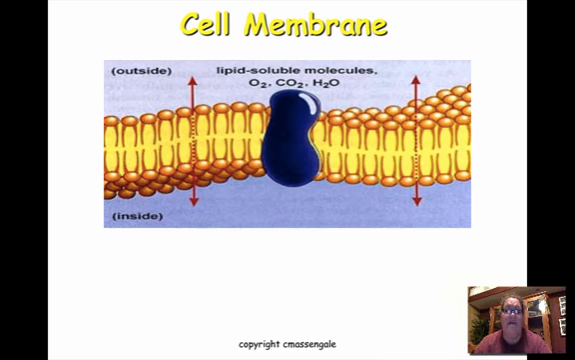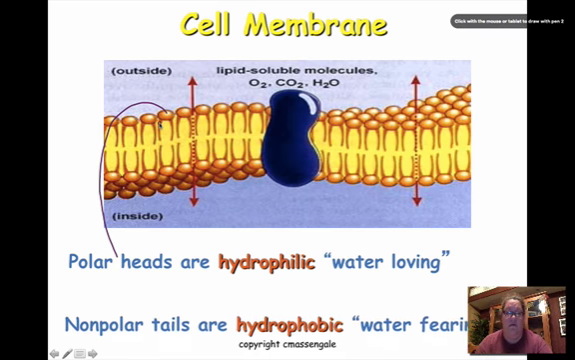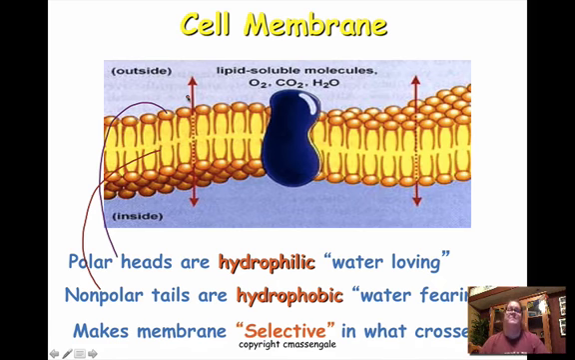Okay. This is a very simple diagram of the cell membrane. So we learned here's the polar head, right? And they are hydrophilic, so water loving. And here, the nonpolar tails are hydrophobic and they are water fearing. So here you have the head and the tail. And because it is polar and nonpolar, it makes it selective.